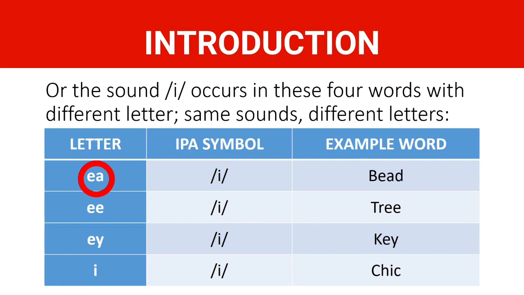EA is pronounced like E, like in bead. Double E is pronounced like E, like in tree. EY is pronounced like E, like in key. And the letter I is pronounced like E, like in chic. This makes the English language complicated.